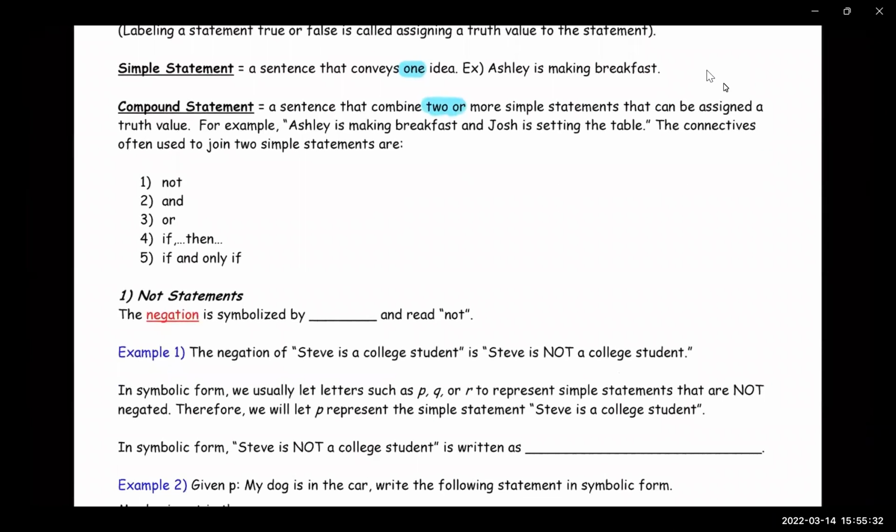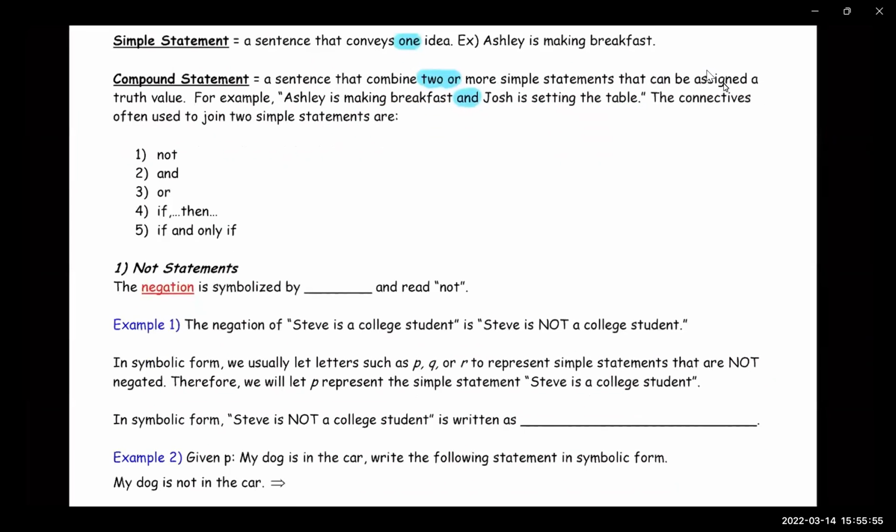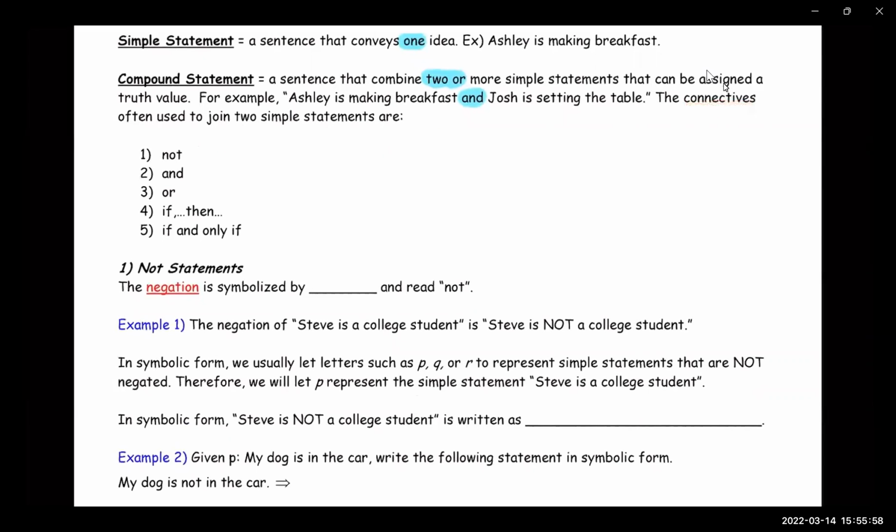For example, Ashley is making breakfast and Josh is setting the table. So that's a compound statement because there are two ideas being conveyed. One is making breakfast and the other one's setting the table. So the key word is and. That's what makes it a compound statement. The connectives often used to join two statements, the ones that combine the two statements, are called not, and, or, if then, if and only if. So those are some key words you'll be seeing a lot in this chapter.